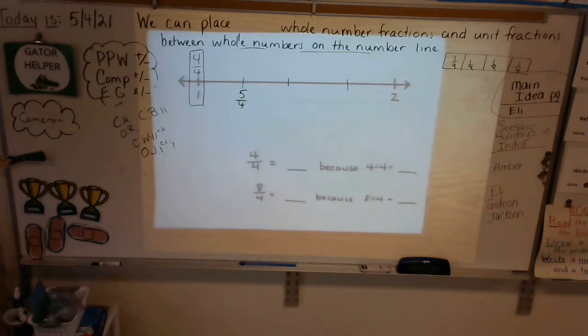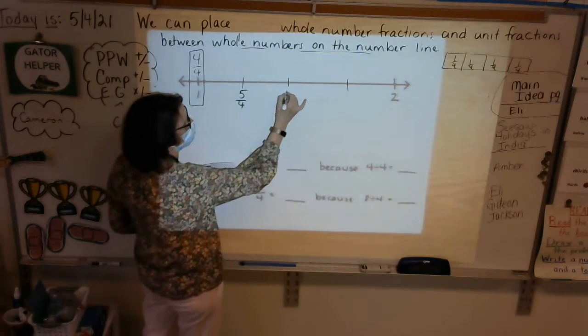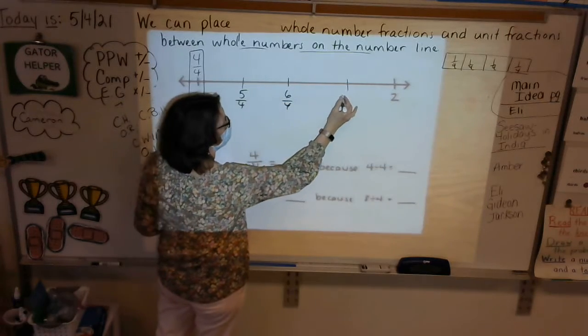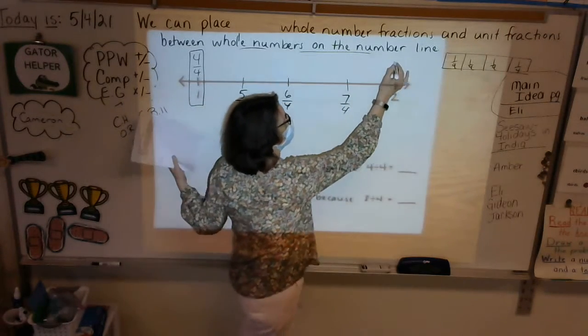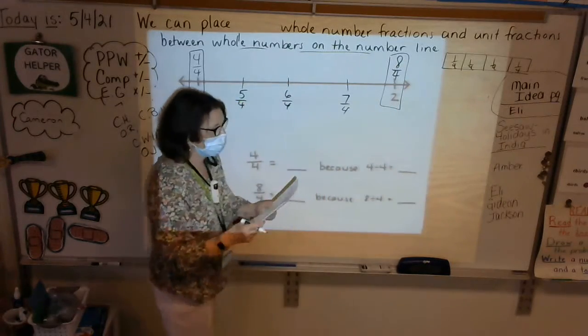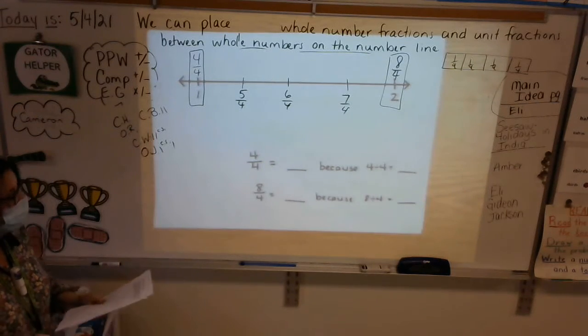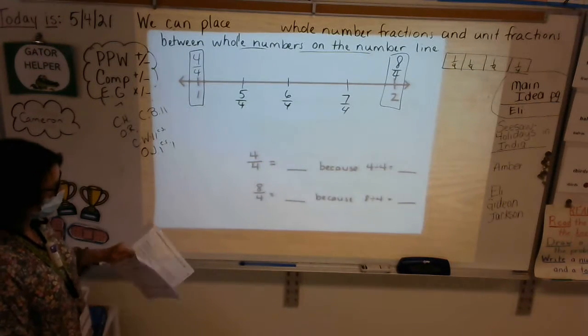All right, help me label these, class. We have 4 fourths. Next comes 5 fourths. Then there's 6 fourths. Then there's 7 fourths. And then last there's 8 fourths. And again, we're going to box that because it is another whole number fraction. So there's another pattern that I want you to see on here.